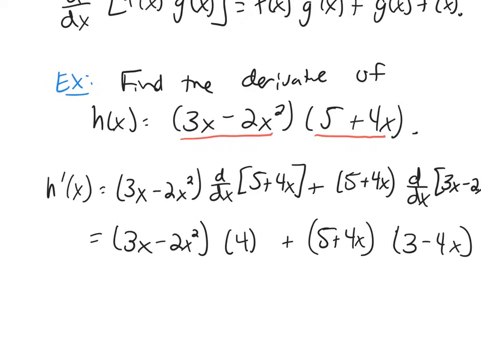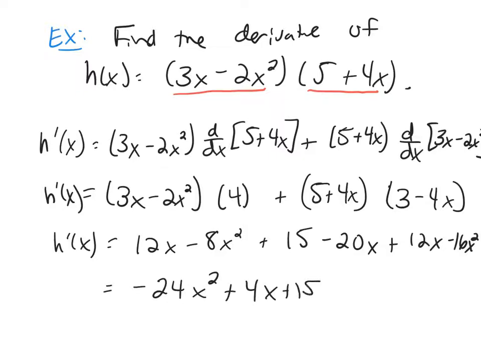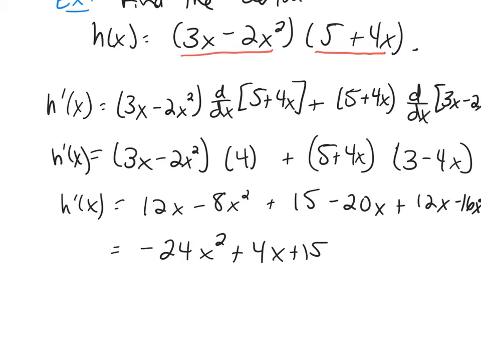Now if you want to, you could multiply this out and simplify it some. So let's see, you'd get 12x minus 8x squared. If you FOILed out this second part, you would get 15 minus 20x plus 12x minus 16x squared. So if you combine things together, you'd get negative 24x squared plus 4x plus 15. And that would be the derivative of the function h of x.